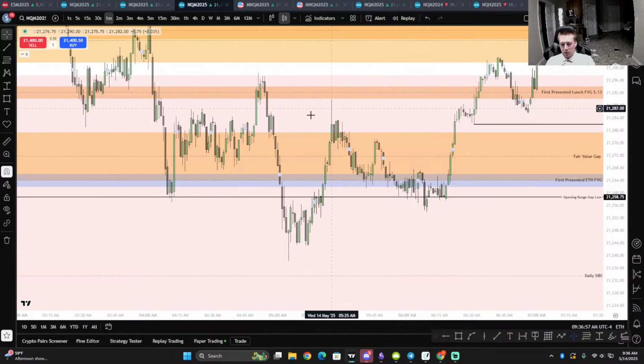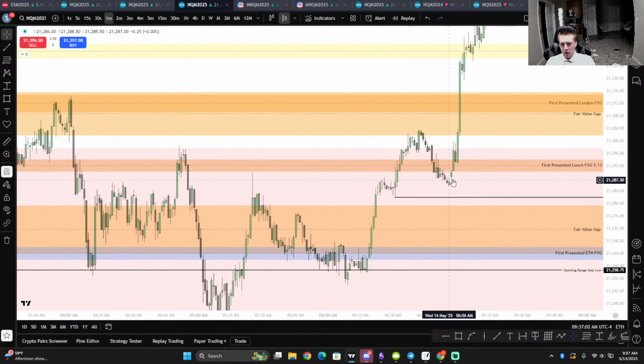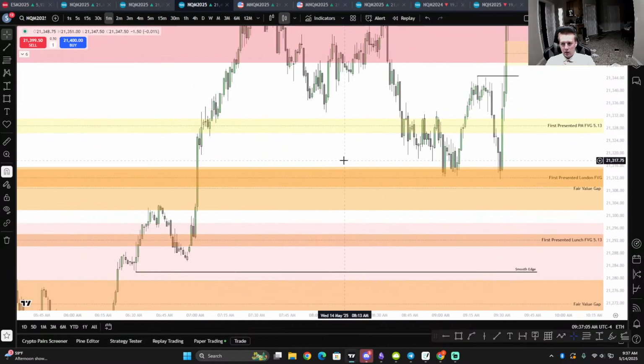Creating a little buy side liquidity pool right there. Trading back lower into our opening range gap low. Trading up higher, leaving these. And then this is a displacement.